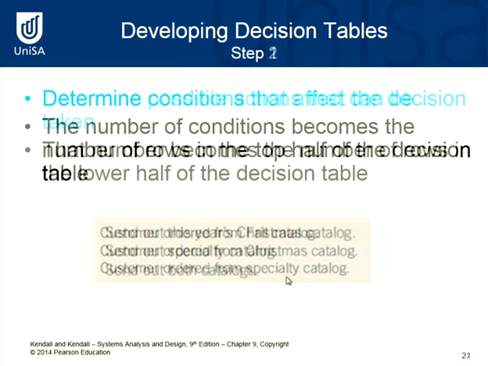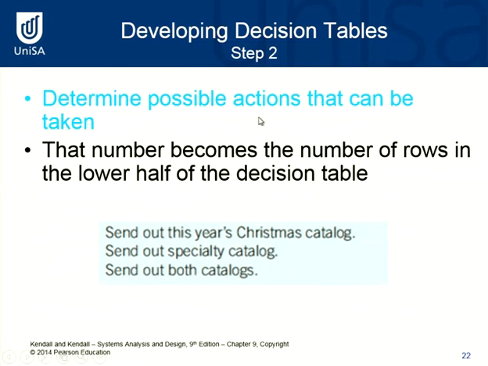Step two, determine the possible actions that can be taken. That number becomes the number of rows in the lower half of the decision table, in the bottom left-hand quadrant. Send out this year's Christmas catalogue, send out specialty catalogue, send out both catalogues. So they're all possible actions. These are things that need to be done as a result of this processing.